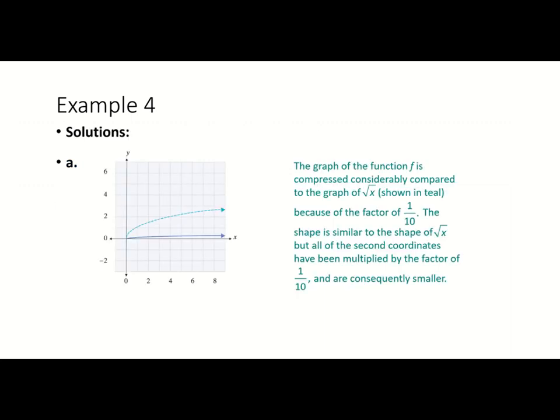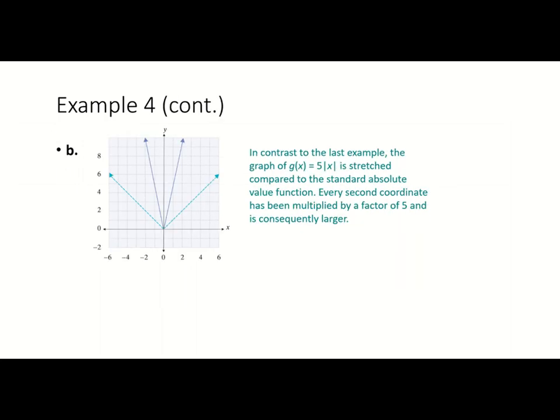All right, so here is our first one. We had our compressed graph because it was compressed to a function by 1/10. So the original function is the one in the teal. Our compressed one is the one in the blue right here. Because all the coordinates have been multiplied by a factor of 1/10, they are smaller. It's compressed.